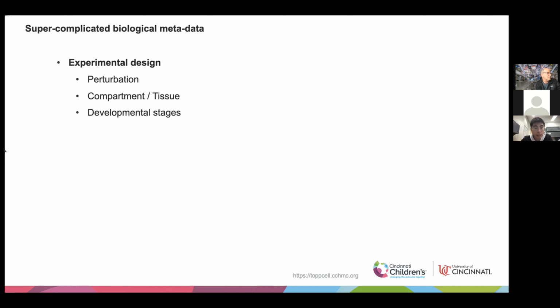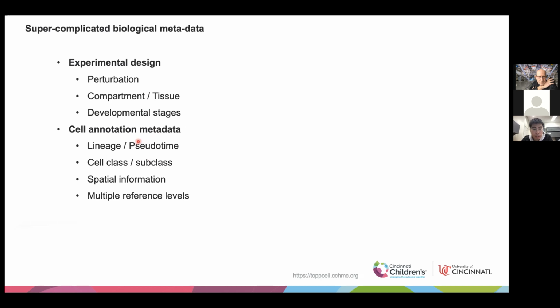For example, they look into perturbation and the cells in different compartments or tissues, as well as different developmental stages. And for the cell itself, we can use unsupervised clustering or reference mapping to get more detailed knowledge about those cell components in a specific data set, including lineage, cell class and subclass, as well as spatial information and other cell annotations mapped from the reference data set.